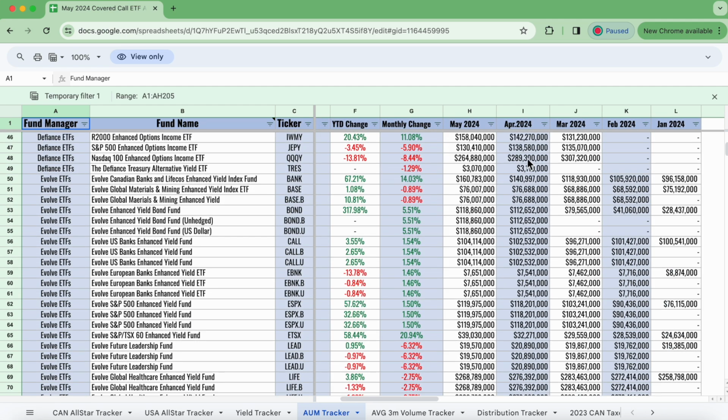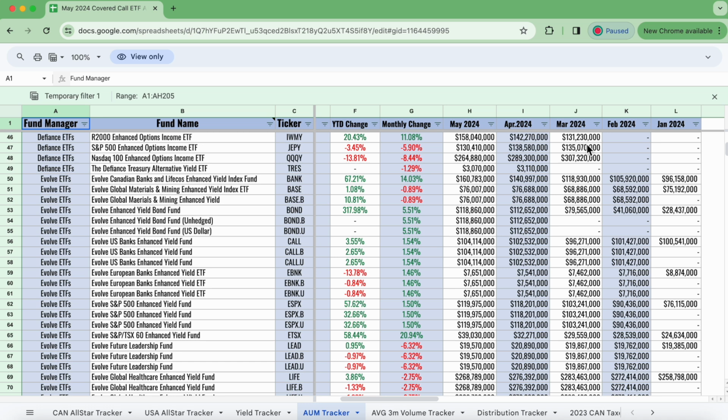Let's see, Defiance. These funds haven't been around as long, but you know what? The Russell 2000 fund, to my surprise, is the one fund by Defiance that's actually gaining AUM, versus the other funds, JEPY and QQQY, which slightly declined. I think they came out of the gate strong.